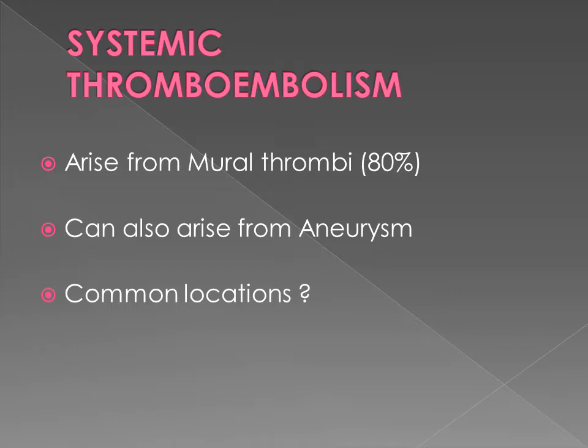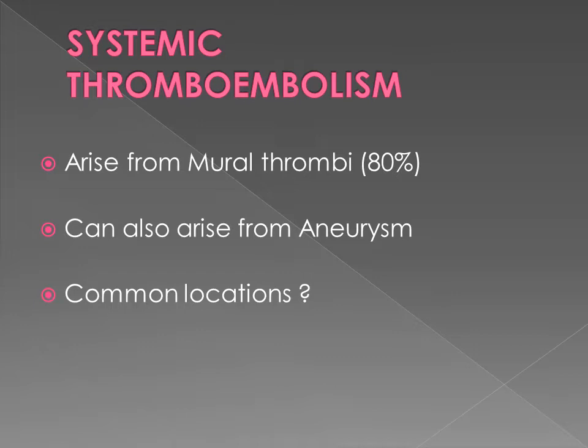In the previous lecture, we discussed vegetations. So vegetations can give rise to systemic thromboembolism. Similarly, paradoxical emboli, which travel from the venous circulation towards the arterial circulation, can cause a systemic thromboembolism. So these are a few important conditions which are associated with the development of systemic thromboembolism.